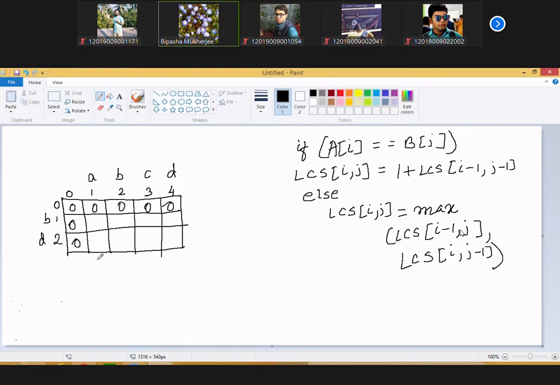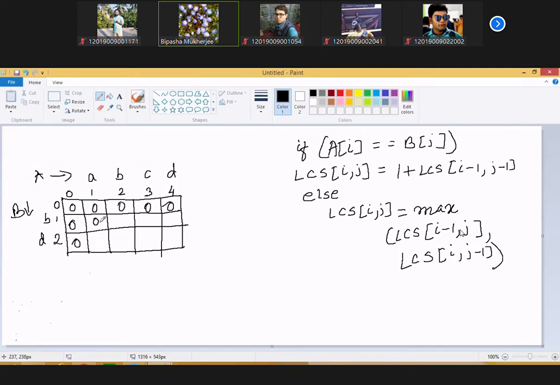Okay. So now let us start. We will start from this 1 and 1. A1 equals B1, is it true? This is your A and this is your B. Are they matching? No. If not matching, you need to take the maximum of these two elements. Both are 0, so nothing to be done. You can write the 0.